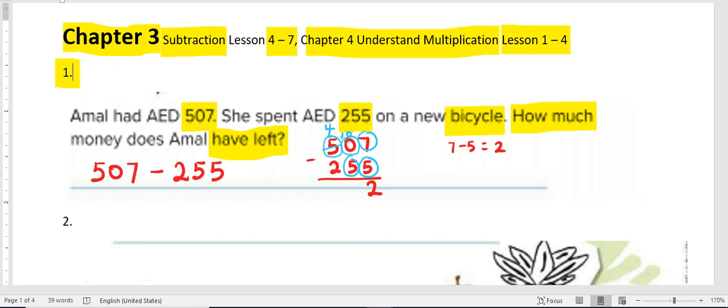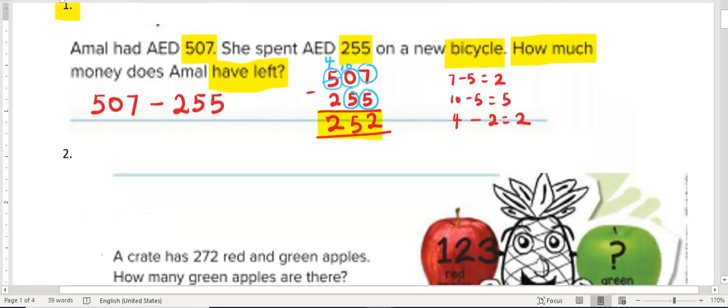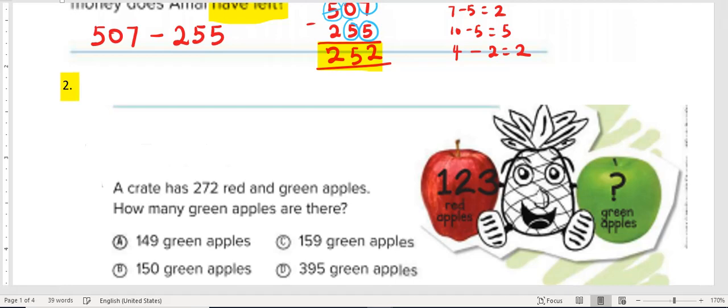So now we can do 10 minus 5. And 10 minus 5 will give you 5. In the hundreds place, you are left with 4. That's 4 minus 2, which gives you 2. Final answer, 252. Final answer.